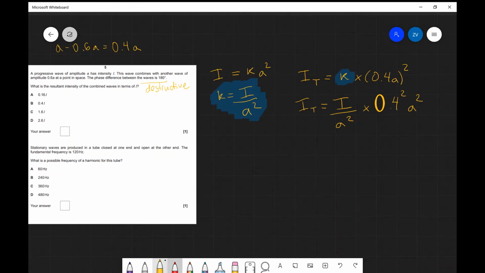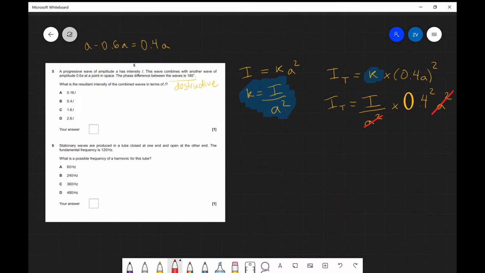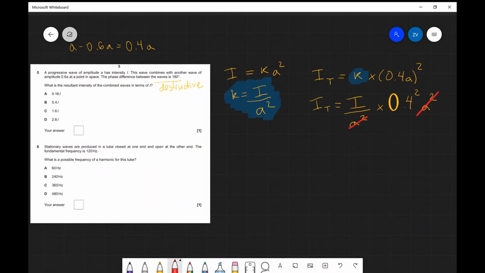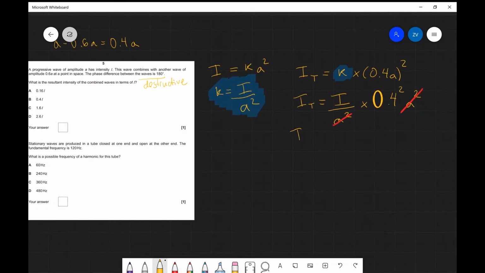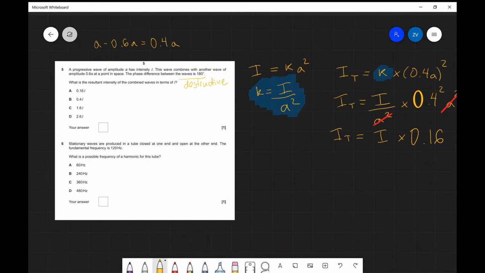Okay, now we can do our favorite thing in physics, which is to cancel and simplify expressions. So let's get rid of these A squared. And we have an expression for the total intensity in terms of I. So in this case, I total is simply I times 0.4 squared, which is 0.16, which leads us to a correct answer being A.